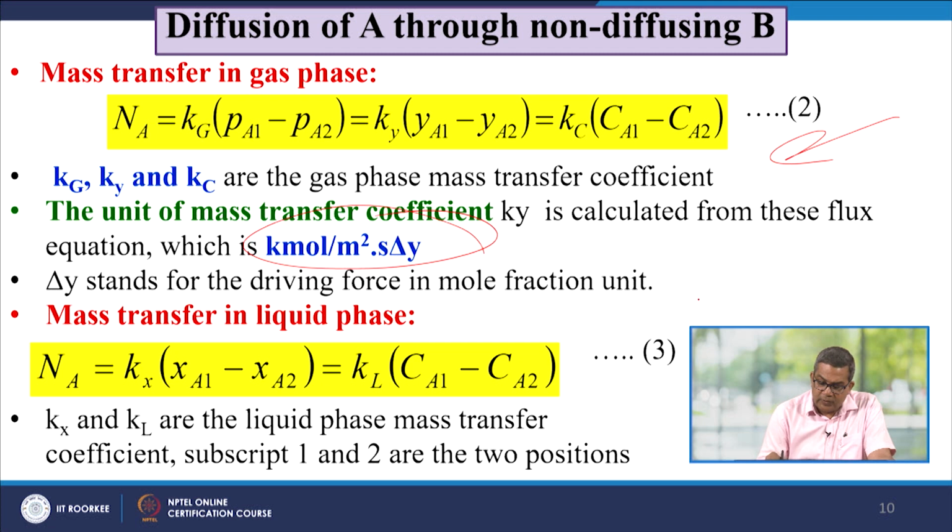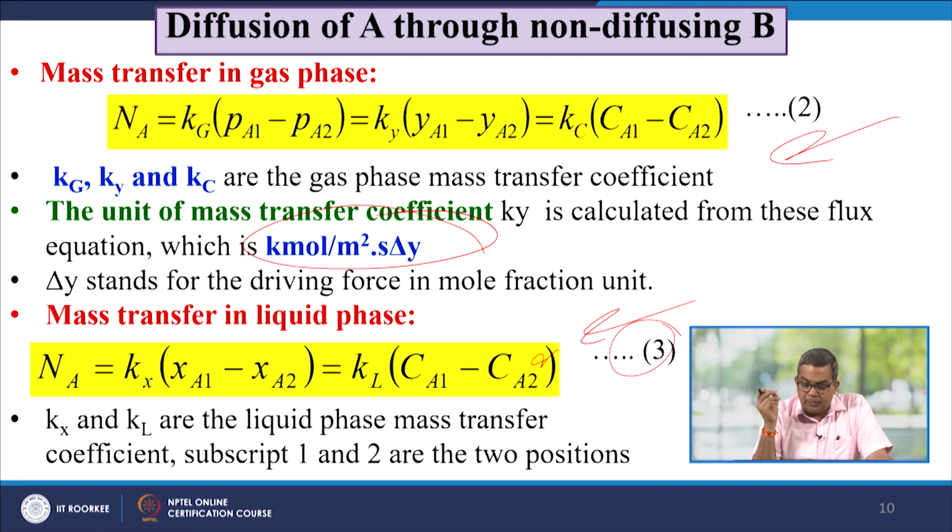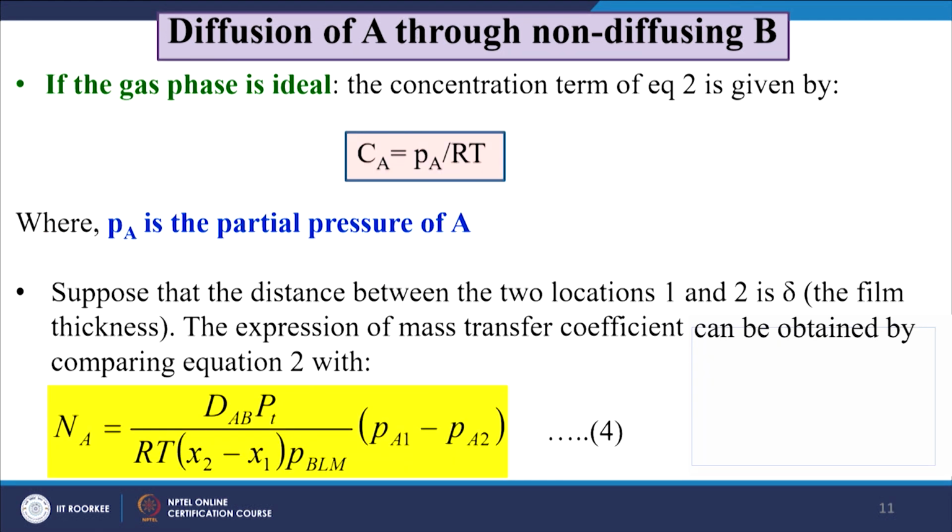And the mass transfer in the liquid phase can be given as per equation number 3, where Kx and Kl are the liquid phase mass transfer coefficients, and subscript A and 1 and 2 are the two positions. Now, if the gas phase is ideal, the concentration term of this particular equation 2 can be given by Ca is equal to Pa over RT, where Pa is the partial pressure of A.